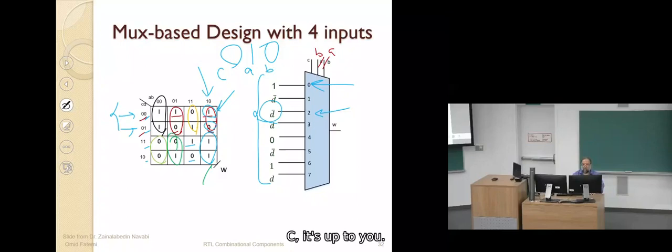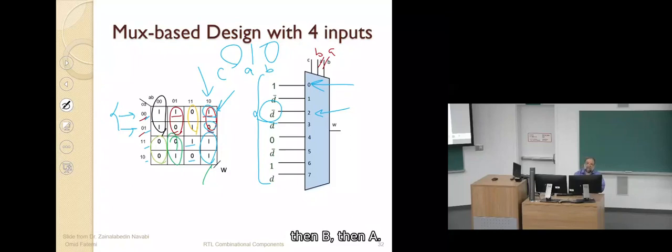No, it's up to you. I have CAB. You might put something else for your Karnaugh map. But my Karnaugh map is A, B, C, D. A, B is here. A, B, C, D. So A is the most significant bit. No, sorry. D is the most significant bit. Then C, then B, then A.